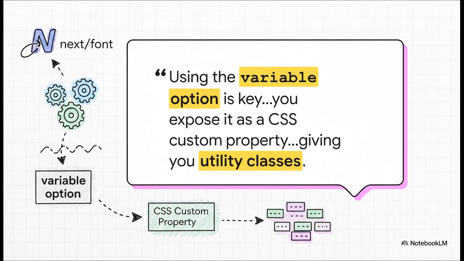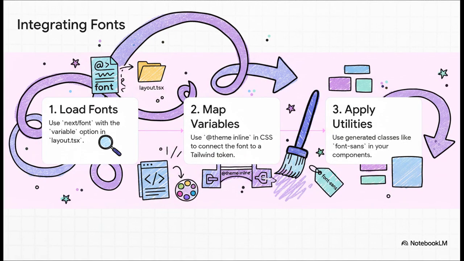When you're using Next/font, you have to use the variable option. Instead of just applying a class to your body tag, this option actually exposes your font as a CSS custom property, which sounds exactly like what our new Tailwind setup is looking for, doesn't it? And the process to hook it all up is dead simple.